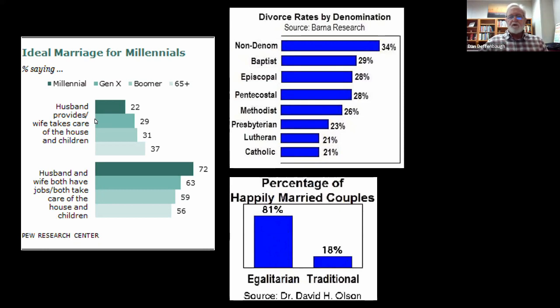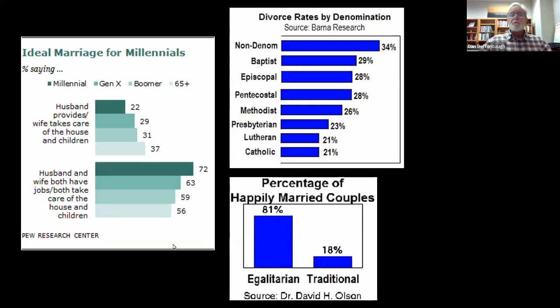This chart over on the far left is a very recent chart. I think it's 2018. It doesn't say on here, but if you look at it, you can see very clearly that there has been a shift from the complementary model to the egalitarian model with respect to generations. This lightest green color down here is the over 65 generation. This next green is the boomer, and the darker green is the Gen X, and finally the millennials.